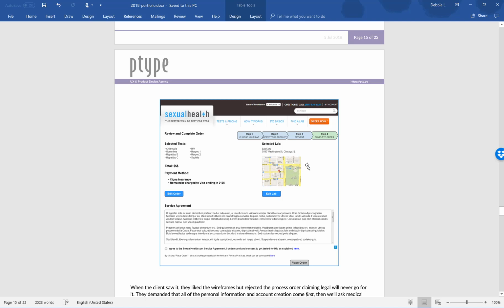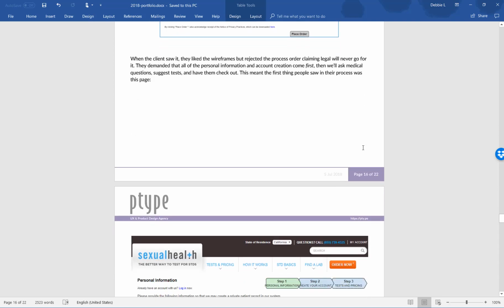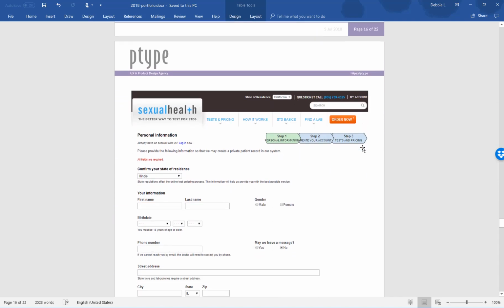But as soon as they saw the order that I had put everything in, they said, nope, nope, nope, legal will never go for it. We have to ask them a lot of personal information first and force them to create an account. And then we'll ask medical questions and suggest tests and have them check out. So this is where you get those tests suggested. And I didn't like that, but I built it.